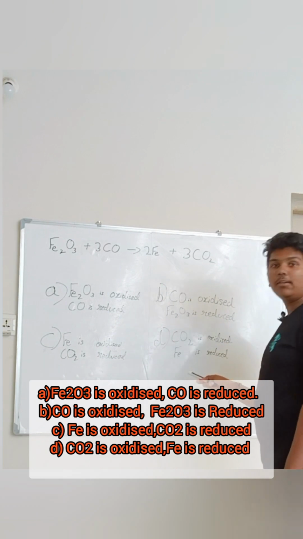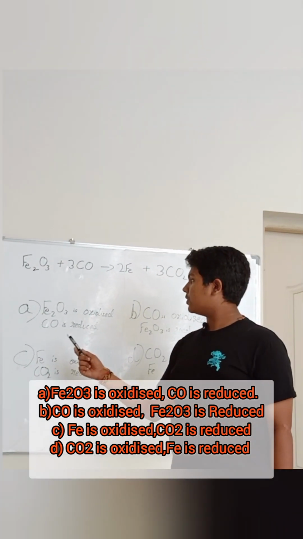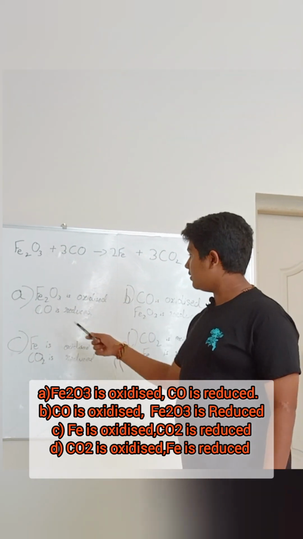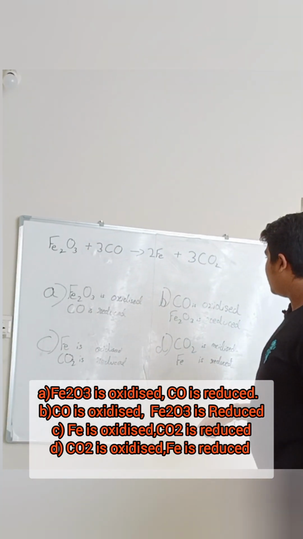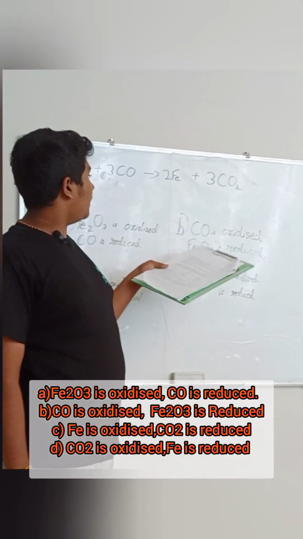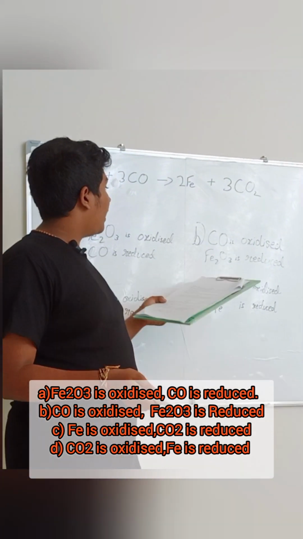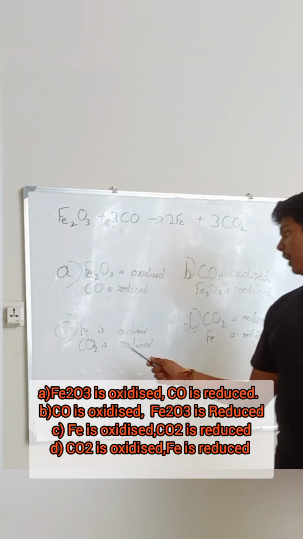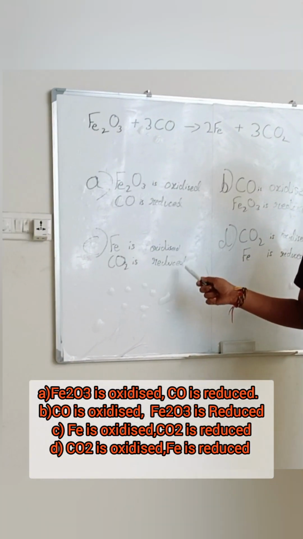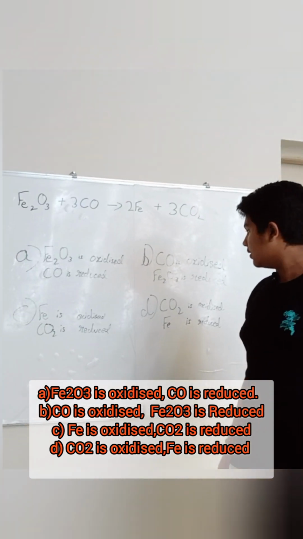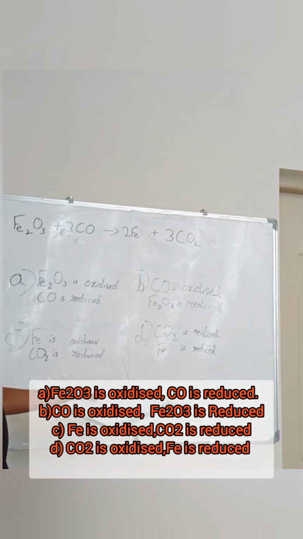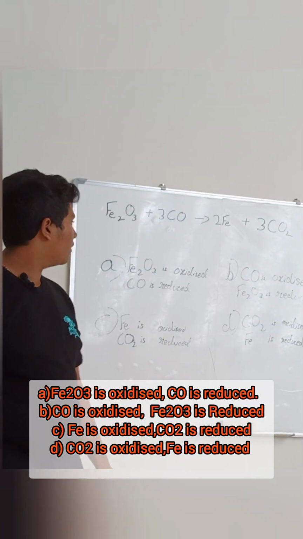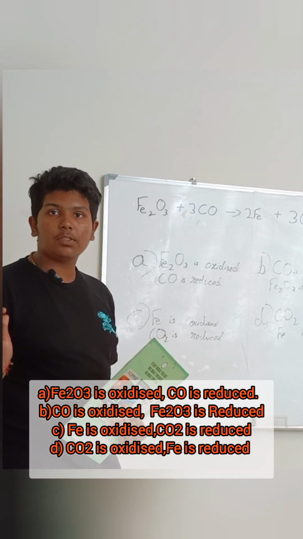So here are the given options. First option, Fe2O3 is oxidized and CO is reduced. The other option, CO is oxidized, Fe2O3 is reduced. Option C, Fe is oxidized and CO2 is reduced. And the other one, CO2 is oxidized and Fe is reduced. So which of the following options is correct?